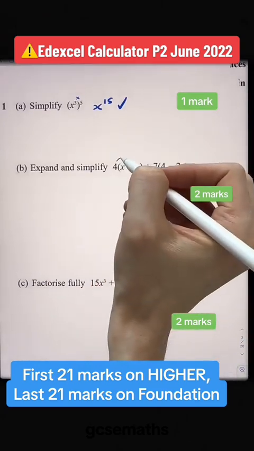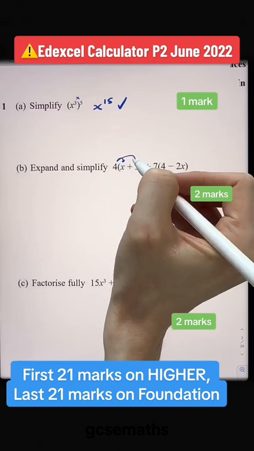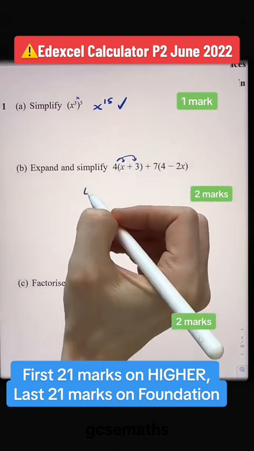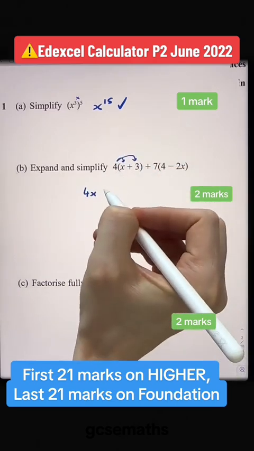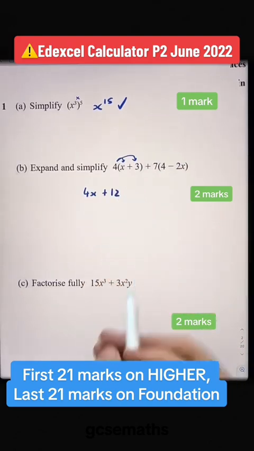Whatever's directly outside a single bracket, we multiply by each term directly inside. Here 4 times x will give us 4x, and 4 times 3 will give us 12. That's our first single bracket expanded.